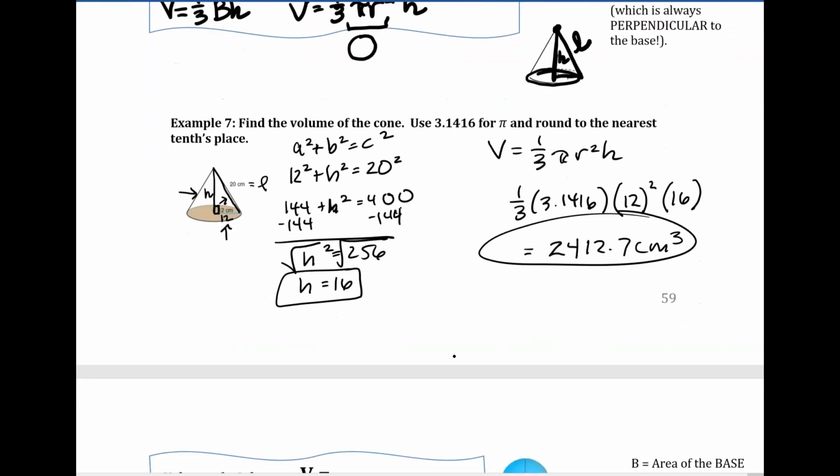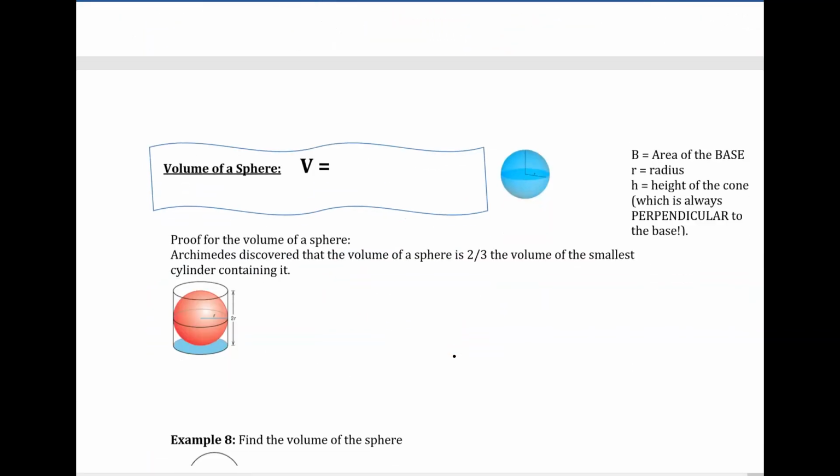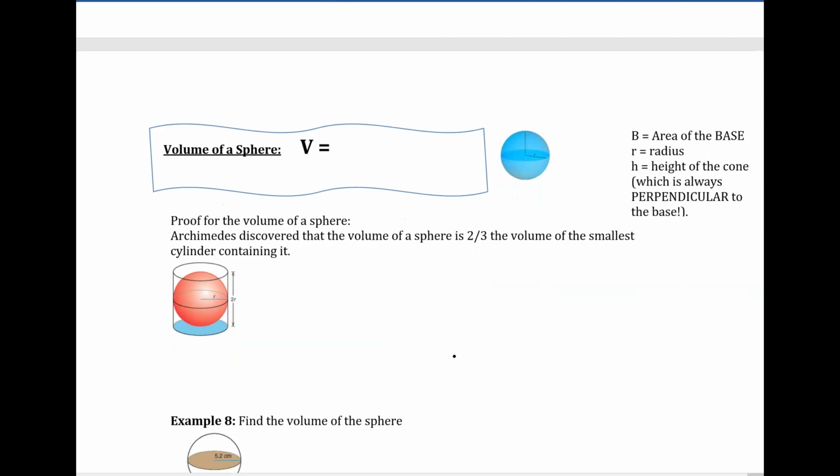So this next part is volume of a sphere. Let me just go ahead and write down the formula, and I'll talk about how we get it in a minute. So the volume of the sphere formula is 4/3 pi r cubed. I'm just going to go ahead and write that for example 8. So 4/3 pi r cubed. And you might be wondering, or not, where that formula came from. I'll just talk through it real quick because it's an interesting explanation.